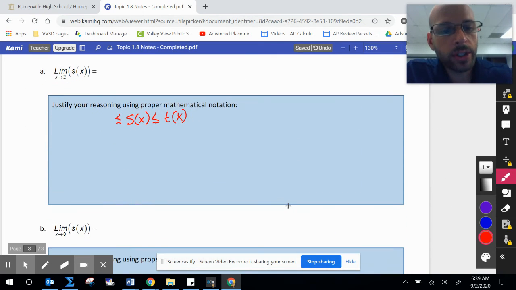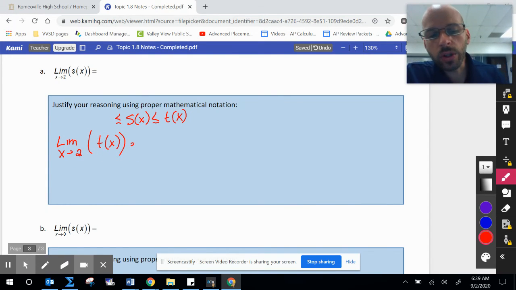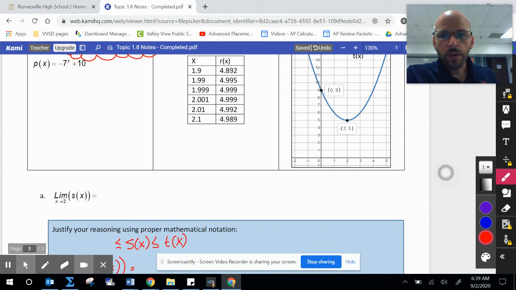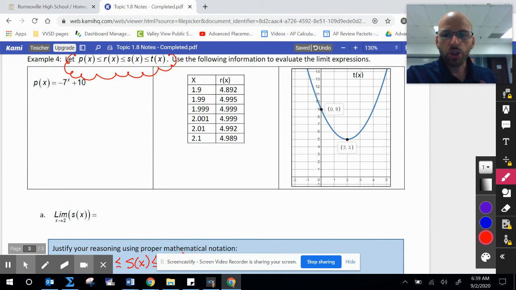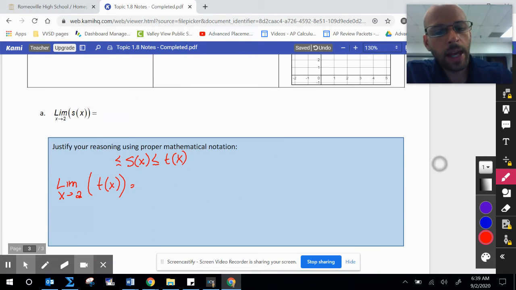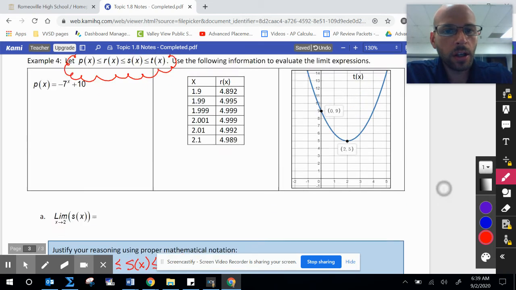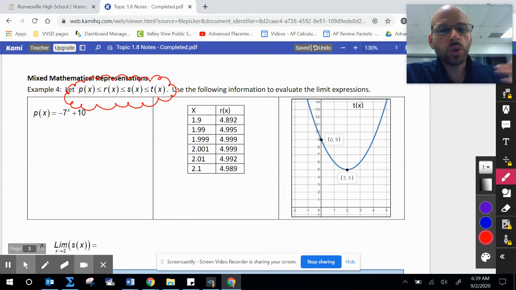Well, I'm going to start by saying the limit as x approaches 2 of t of x. Start with the one that we already know. If you look at this graph, as you approach 2 from the left and from the right, it is a two-sided limit. That is going to give you a value of 5. So now I want to take a look at p and r. Which one of those functions will give me a limit of 5?